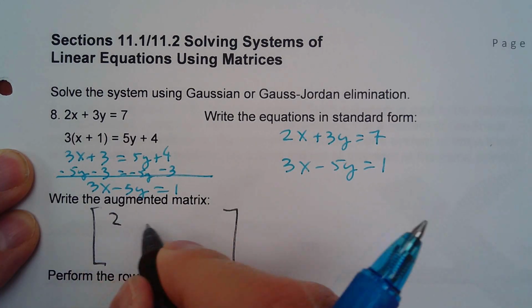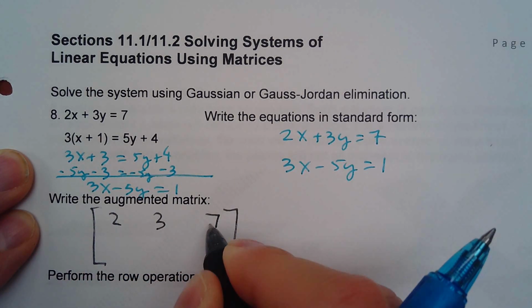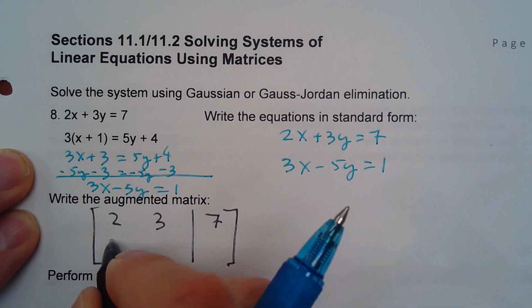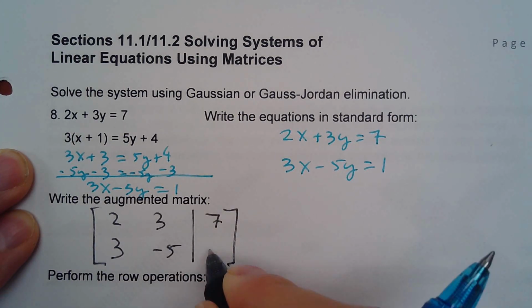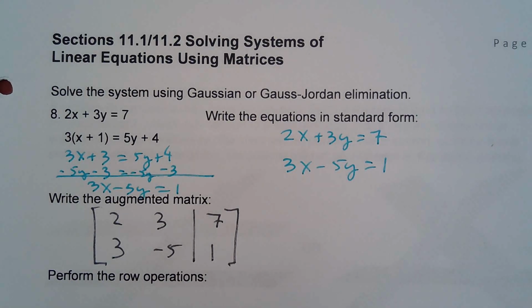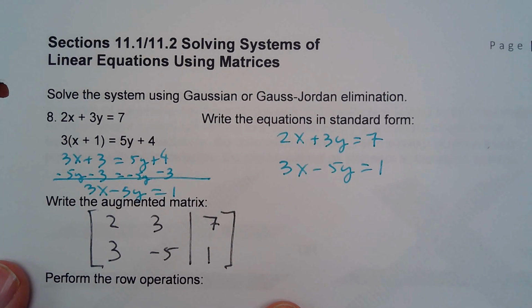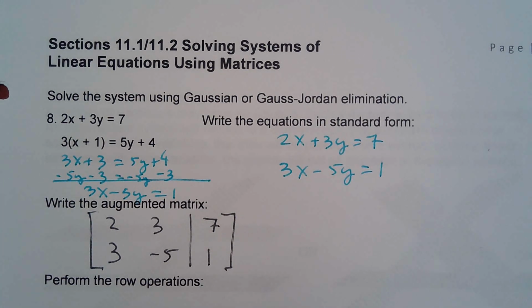So I'm going to have 2, 3, 7, 3, negative 5, and 1. So now I've got my matrix. Now I'm ready to solve it.